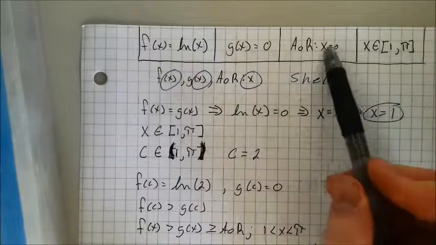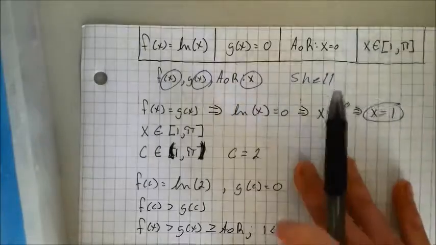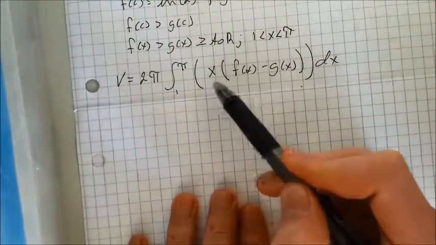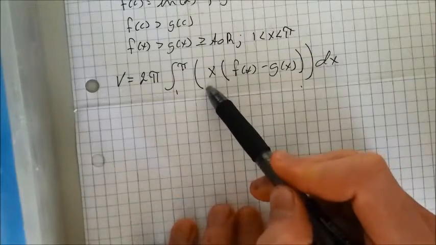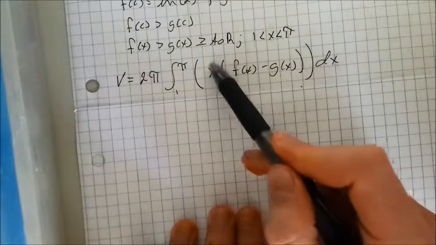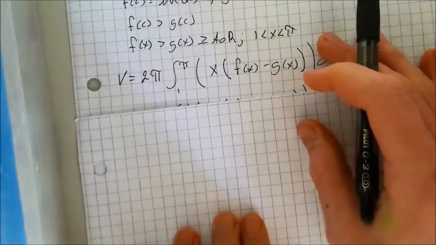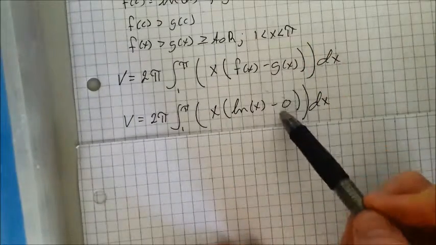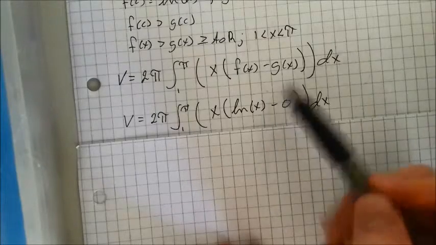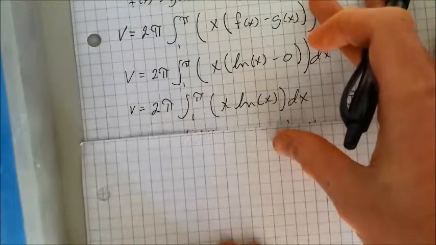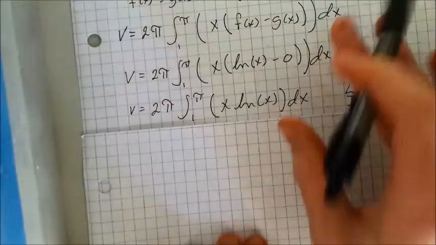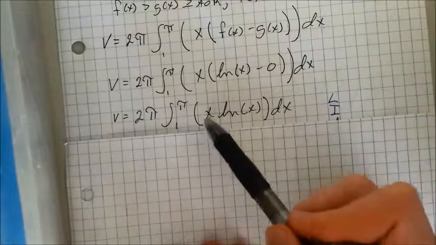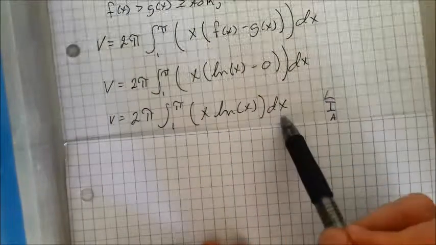If x had equaled any other value here besides 0, then we would not be multiplying by x, we'd be multiplying by that value minus x. But when it's 0, it's special, and you multiply by just x. And so I'm going to plug in our f of x, which is natural log of x, and our g of x, which is 0. And this 0 is just a formality because it's going to simplify away right here, and we'll be left with our volume equaling 2 pi times a definite integral from 1 to pi of x natural log x dx.